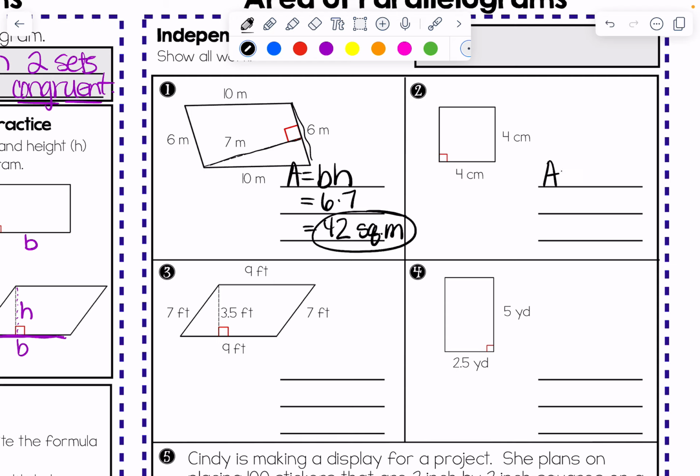Number 2, I'm going to start with my area formula. A is equal to base times height. Here, both my base and my height happen to be the same numbers because this is a square. So 4 times 4 is going to give me 16 square centimeters.